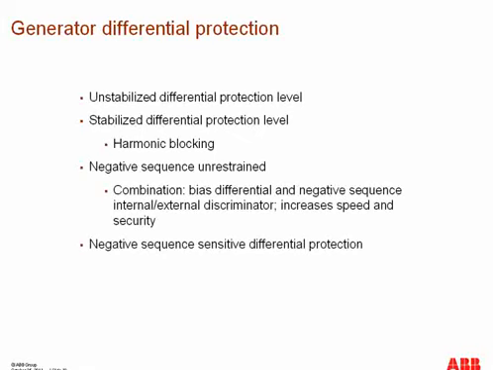Negative sequence unrestrained differential protection will discriminate between the internal and external faults, and it is enhanced by the biased differential protection to increase speed and security. Similarly, the negative sequence current standalone fault discriminator gives a very sensitive generator protection, and so the combination of these four actually makes a good differential protection for the generators.